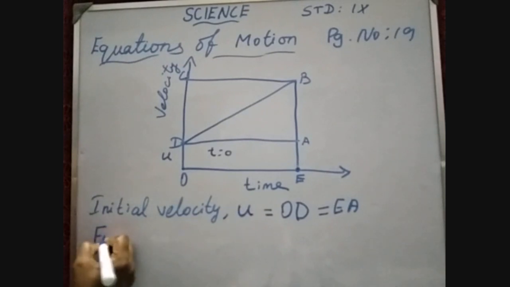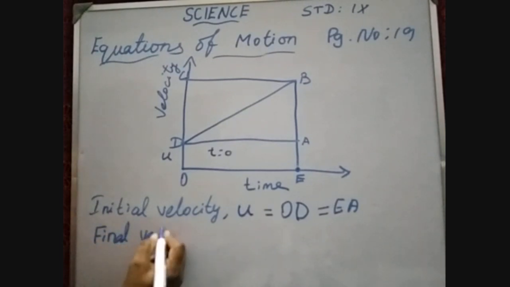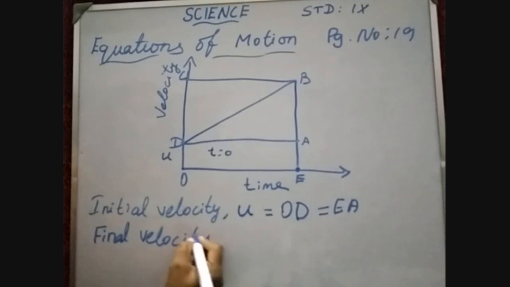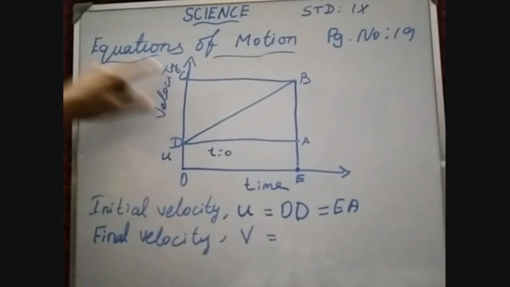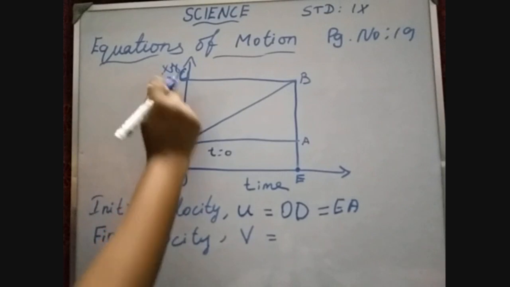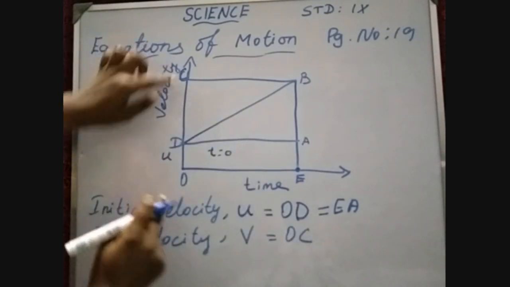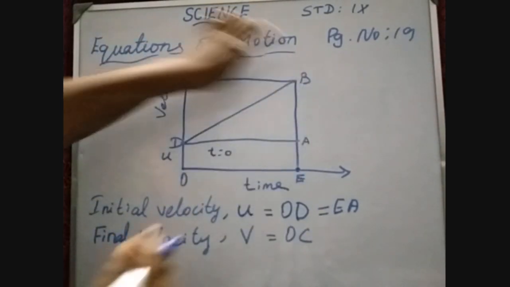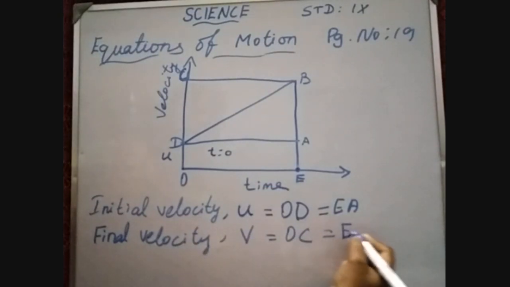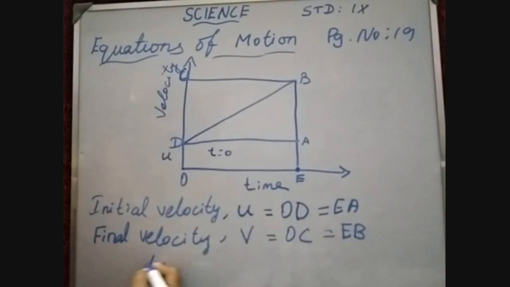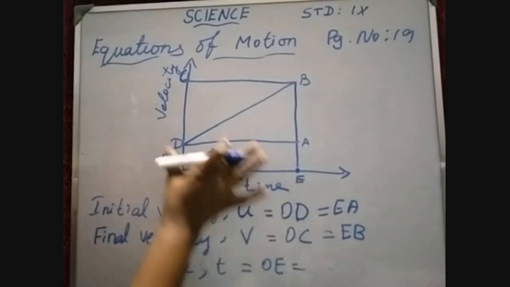Now, final velocity. Final velocity is represented by the letter V. V is the distance between O and C. This OC portion is equal to the EB portion. Now, time. Time is represented by the letter T, which is equal to OE. This OE portion is equal to DA.